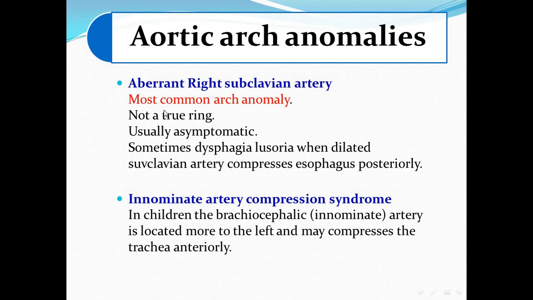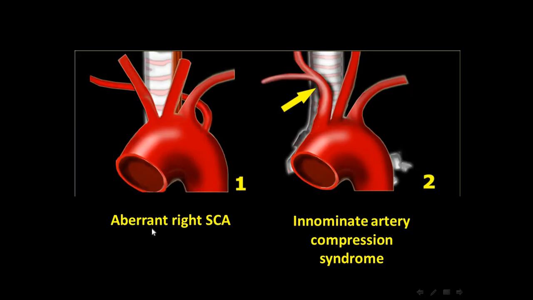So it's the most common one, and in this case it's not a true ring, so it doesn't form a ring. We will see some other anomalies which form a ring, causing compression to the trachea and esophagus. It's usually asymptomatic. Sometimes it can cause dysphagia if there is a compression on the esophagus posteriorly. This is an illustration of the aberrant right subclavian artery.